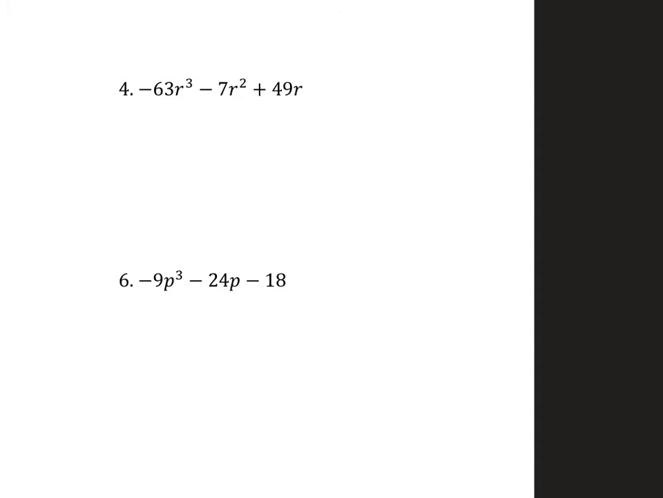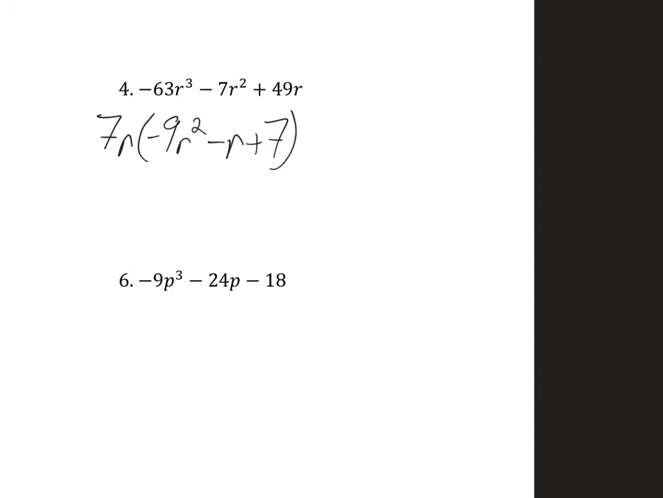All right, so looking at this, my smallest number is 7. Well, 7 goes into 63 and 49, so I'm going to pull out a 7. And then I have r's on all three, so 3, 2, 1, so I'm going to pull down that 1r. Now we're just dividing. Negative 63 divided by 7 is negative 9. I had 3 r's, I took one away, so that turns it into r squared. Negative 7 divided by 7 is negative 1, so I'm just going to put a negative sign there. I had 2 r's, I took one away, so that leaves me with a 1r. Plus 49 divided by 7 is 7. I had 1r, I took one away, so that leaves me with no r's.